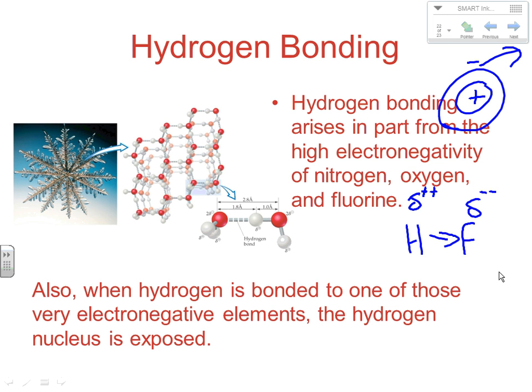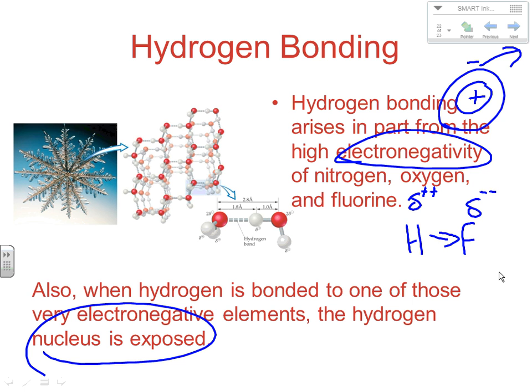Remember, distance kills attractive forces? Well, when you have this exposed hydrogen nucleus next to other negative things, it's going to be a very strong type of interaction. So the key here is the big electronegativity difference and the exposing of the hydrogen nucleus. And that's why it's hydrogen bonding. This happens with hydrogen, and that's about it.